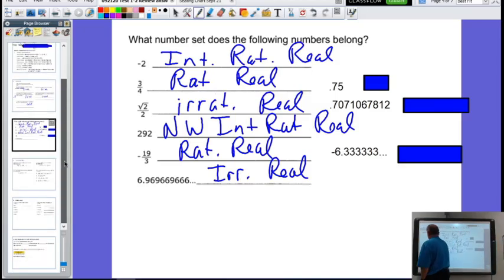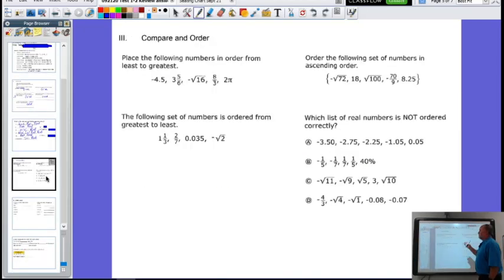Now the next section we need to talk about is comparing and ordering. Now, this one's kind of a tough set. Okay, so what you have to do is make sure everything is a decimal first before you start looking at it. So this one is good, but 3 5/6, well, that gives me something different. So if I were to type in 3 5/6 in the calculator, I'm going to get 3.8333333. So that's 3.8. The square root of 16 is going to give me -4.